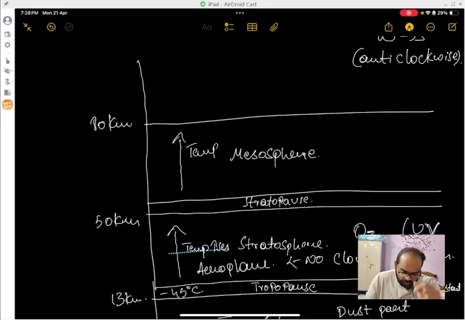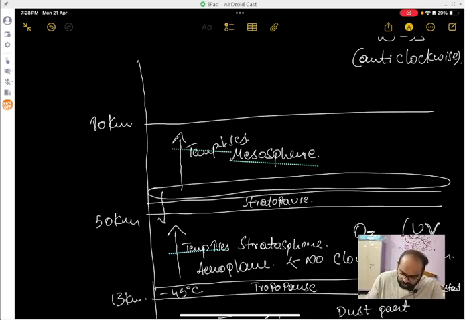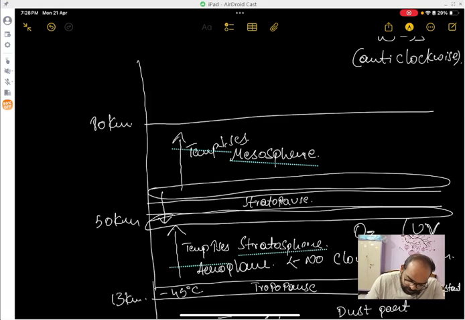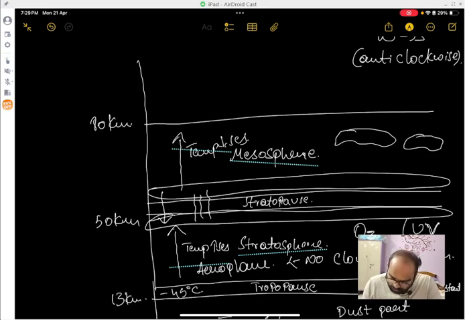Why? The lower levels of the mesosphere are in contact with the upper levels of the stratosphere. So heat conducts from the upper levels of the stratosphere to the lower levels of the mesosphere. That's why the lower levels of the mesosphere are hotter, and as we move from lower levels to upper levels in the mesosphere, temperature reduces. So clouds will be formed here. These are called noctilucent clouds.